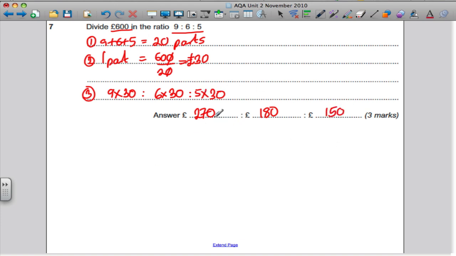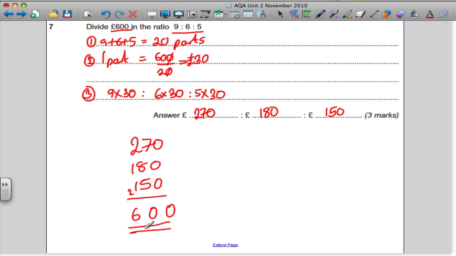A nice check at the end, just to check you haven't made a silly mistake, is to add up your 270, your 180 and 150, and they should add up to the total, which is 600. And in this case, you would get 13 and 7, it's 20, carry that, and you would get yourself 600. So it seems that you've done the correct work in there. Each of these amounts add up to the 600 you divided.